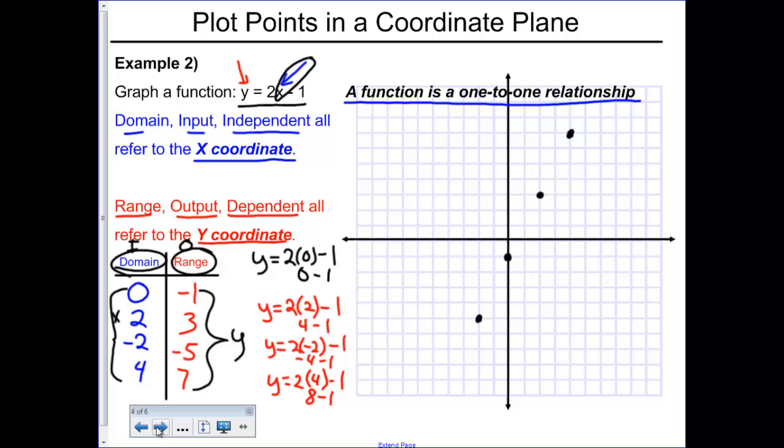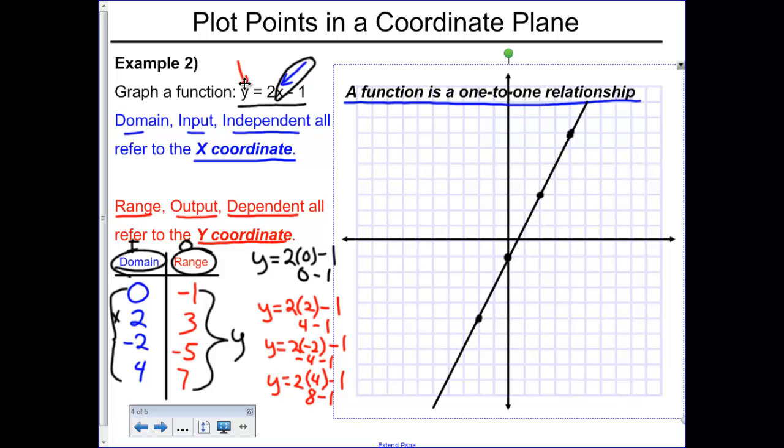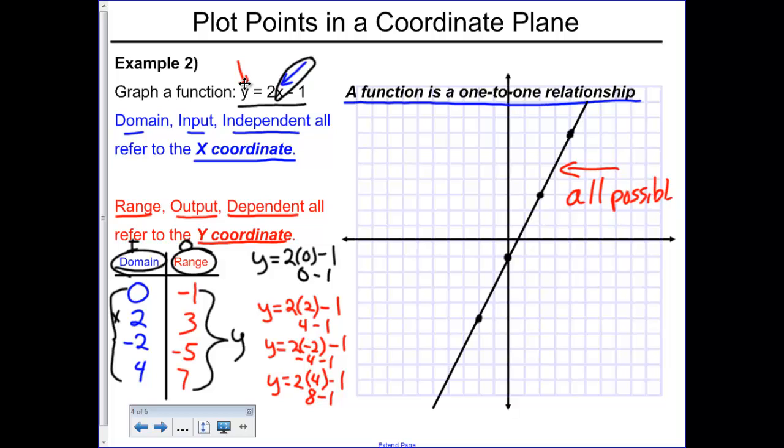And one thing you might start to notice is all these points appear to be on one single line. So if I were to draw a straight line, I should be able to draw that straight line all the way through, kind of like that. And I can adjust this a little bit. And as it turns out, the line itself represents all possible values of the function.